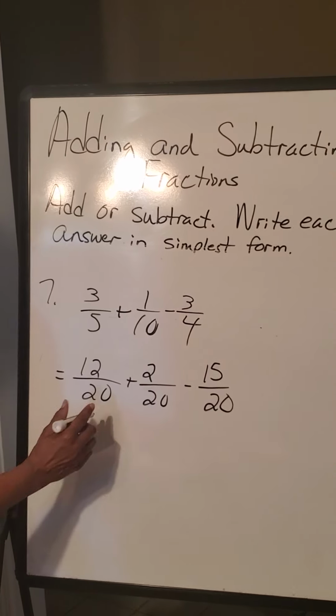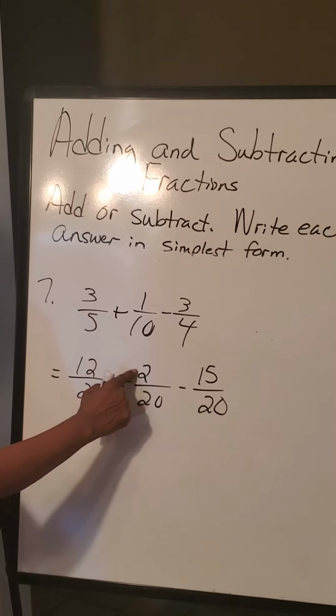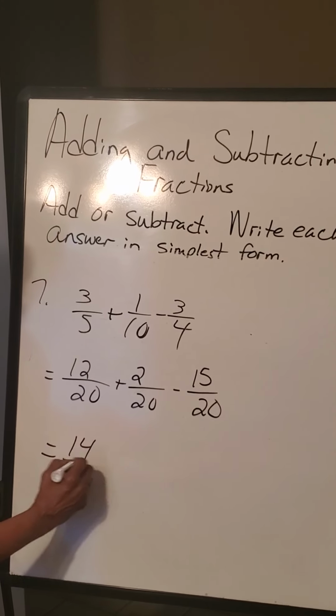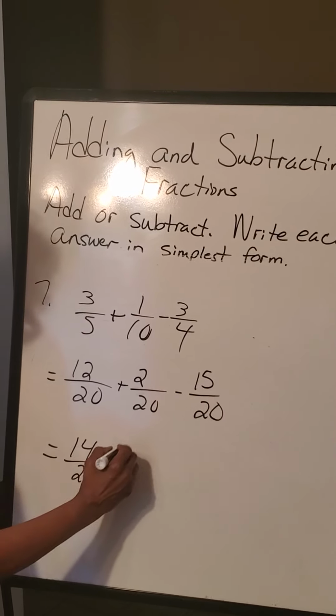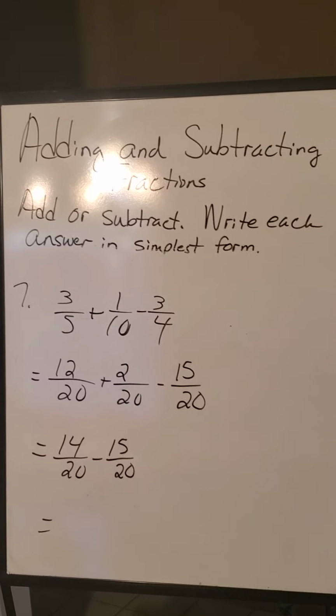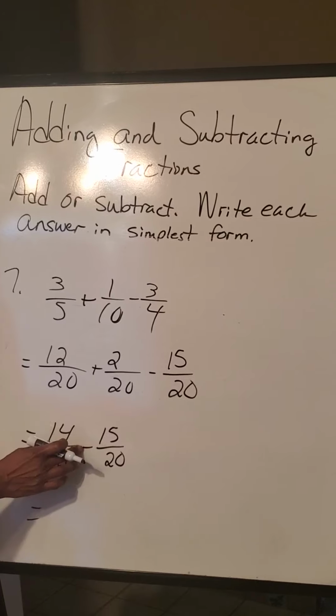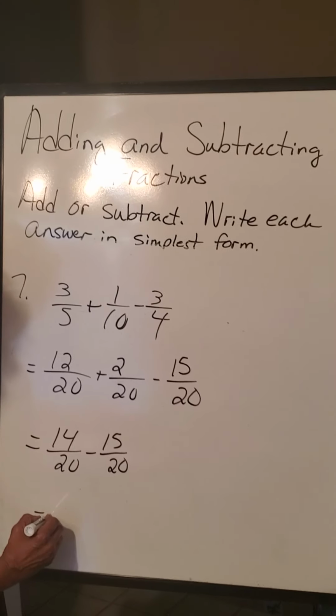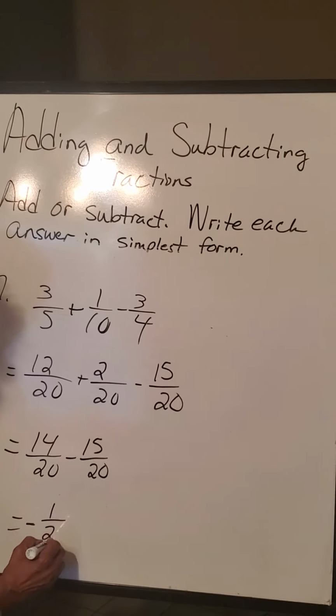As I add these two fractions, 12 plus 2 is 14, so I get 14/20 minus my 15/20. And remember your rules for your negative and positive numbers. 14 minus 15 is a -1, so my answer is a -1/20.